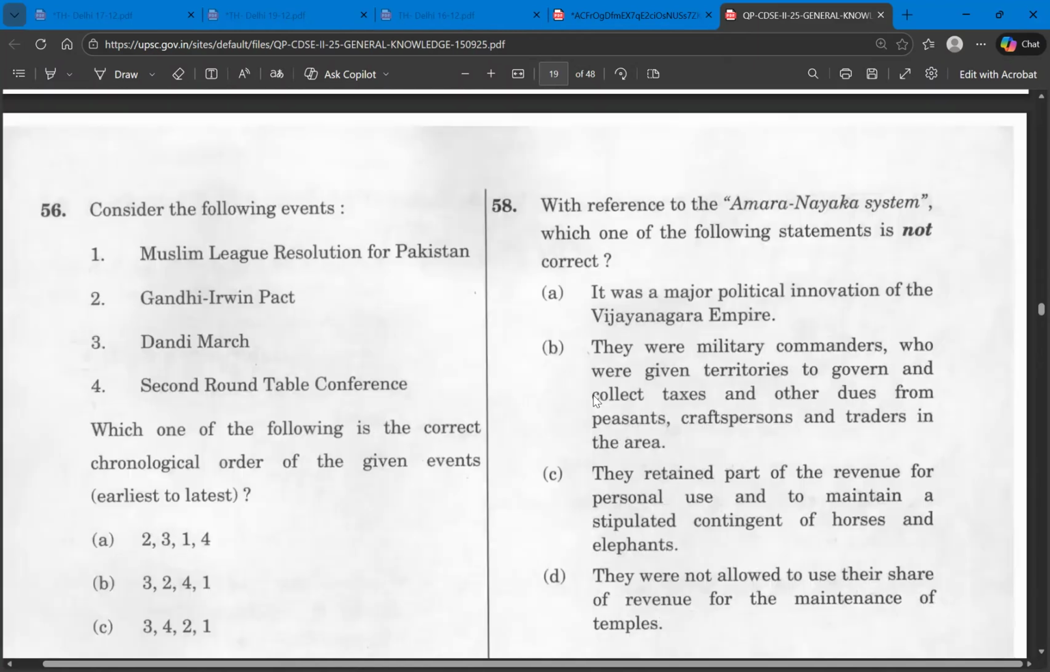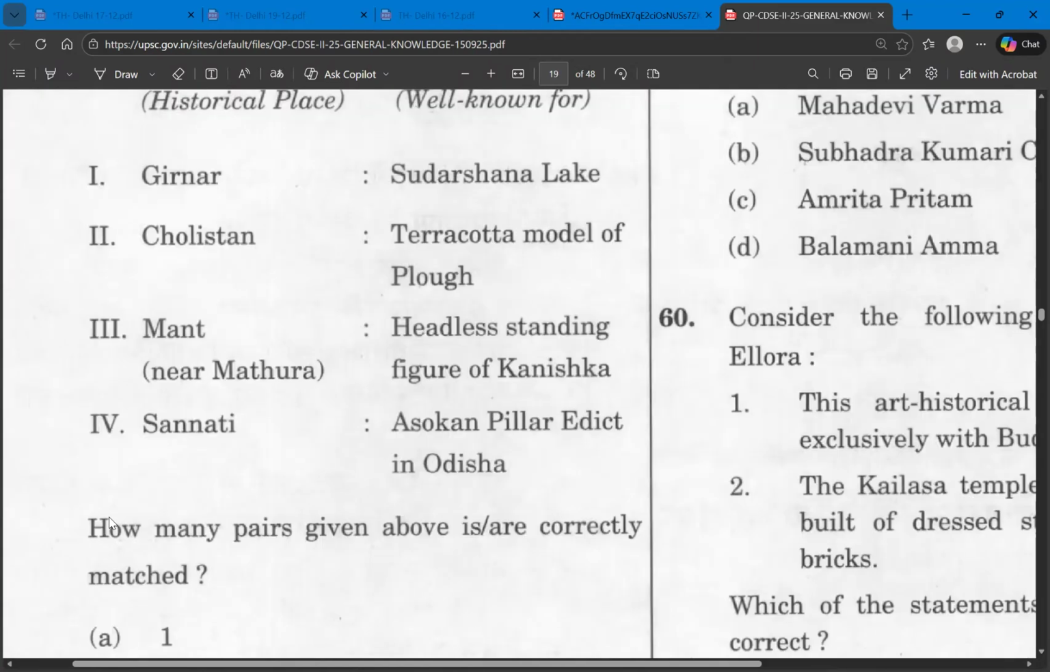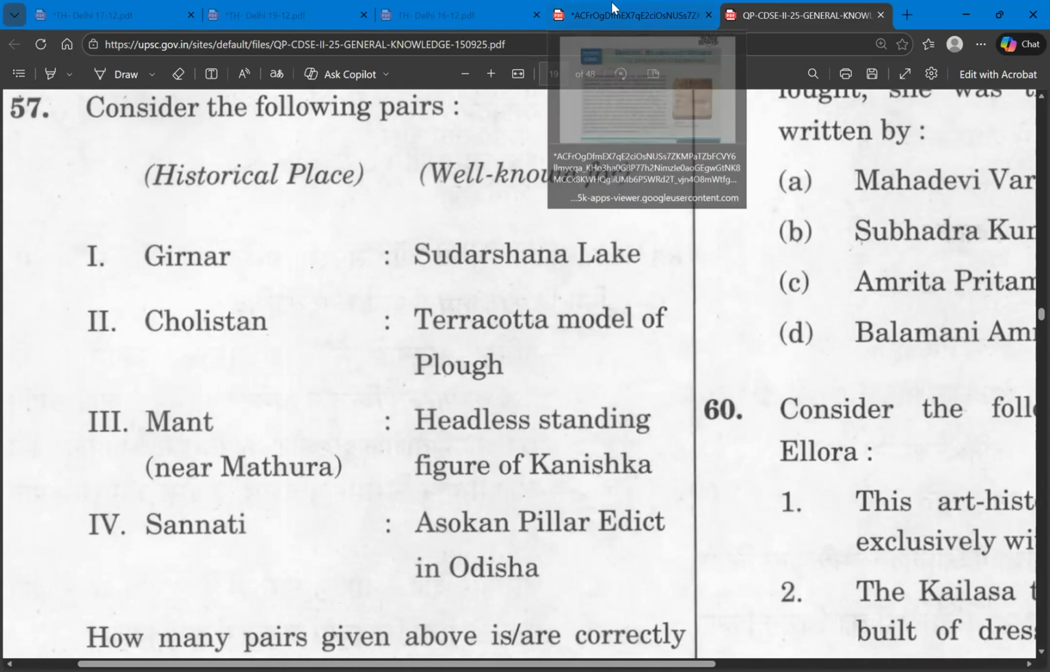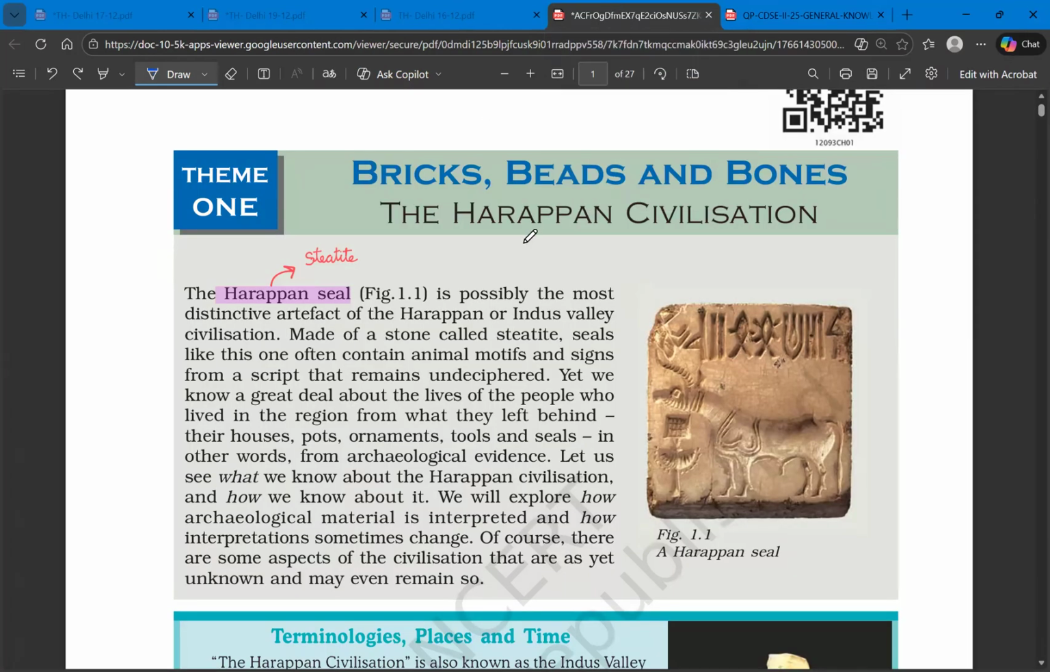And we also have another question here. If you see in the match the following, they have given Cholistan. So what is Cholistan well known for? Terracotta model of plow. We do not have any idea right now, but I guarantee you that if we go through this chapter, we can answer both these questions with ease.